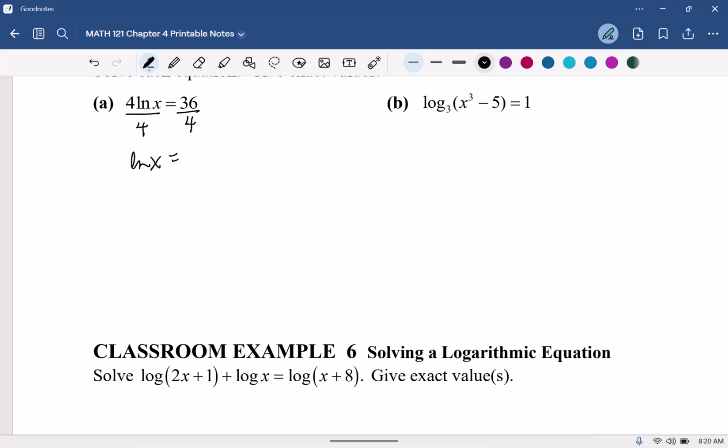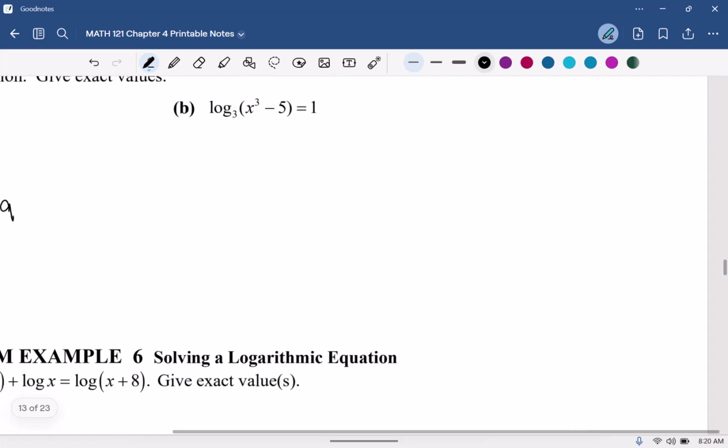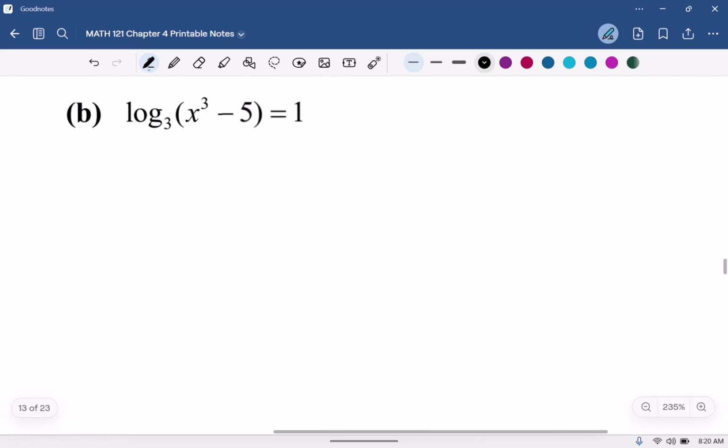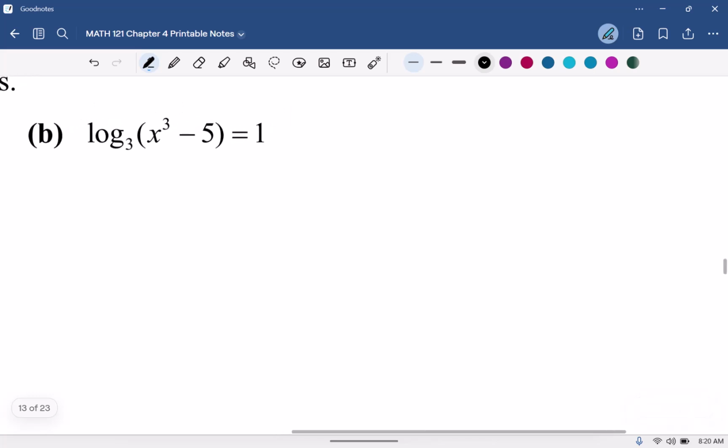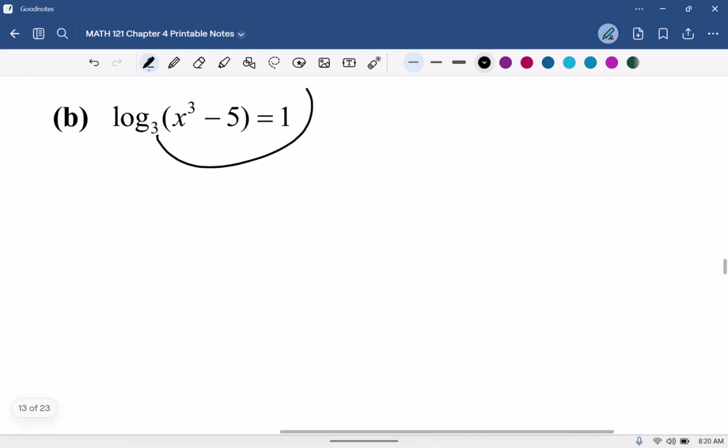ln of x equals 9. To get rid of ln, you e it. So x equals e to the 9th. This one, just make it big. Regular log, you have to go whoosh.